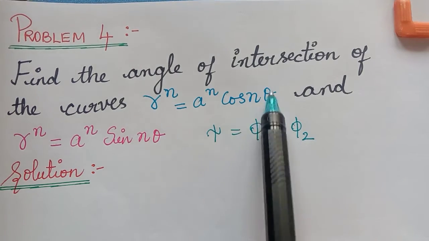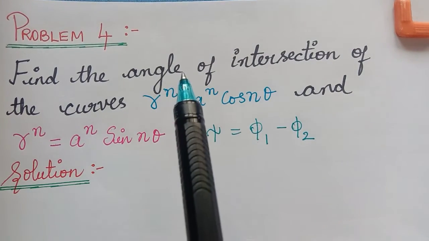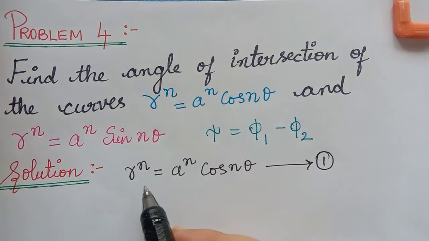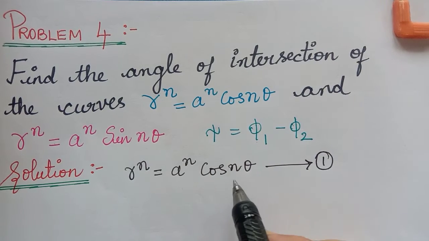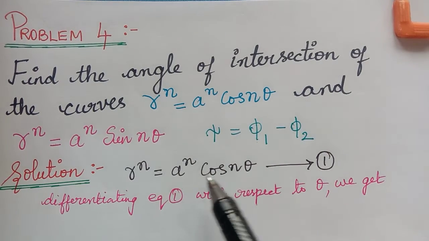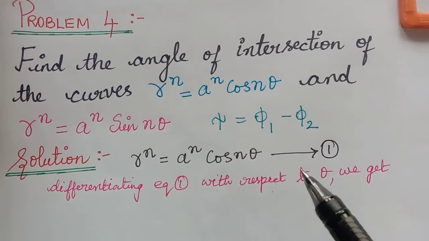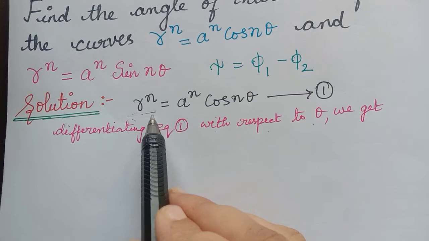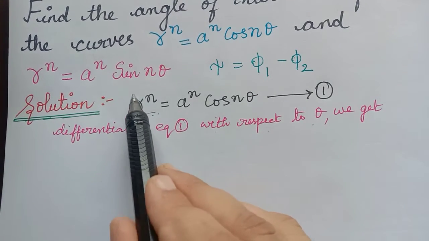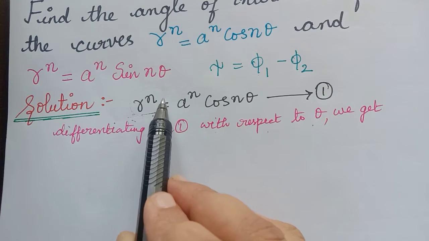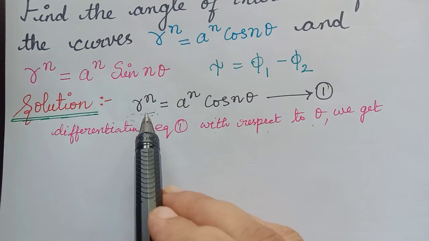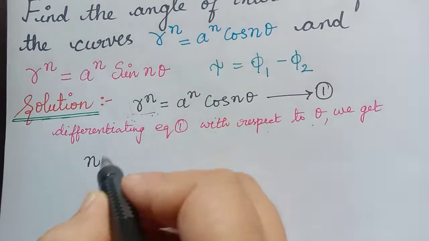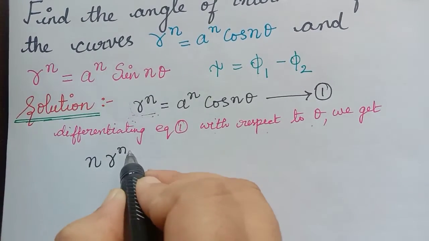First we shall take the first curve and mark it as equation 1. Now let us differentiate this equation with respect to θ. When we differentiate equation 1 with respect to θ, first r^n has to be differentiated with respect to θ. We will be using the x^n formula, which is n x^(n-1). Because we have r^n, the differentiation of this will be n r^(n-1).